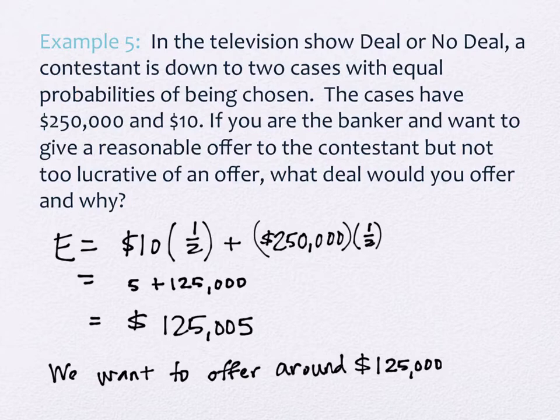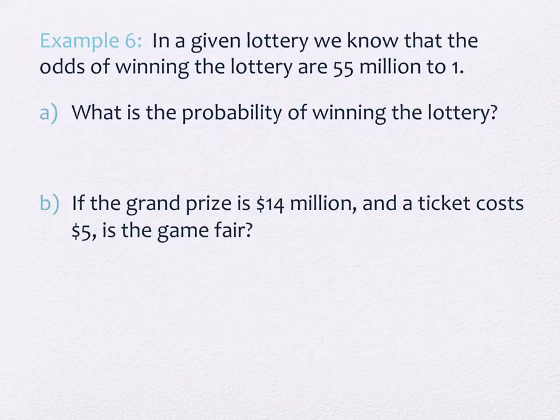So it's not necessarily on this one where we're trying to make it fair. Notice the description doesn't say a fair game, right? We aren't trying to have an expected value of 0 in this case. We just want it to be a hard decision for the contestant to make, so we're using expected value for that. All right, their last example of this is going to use the lottery.